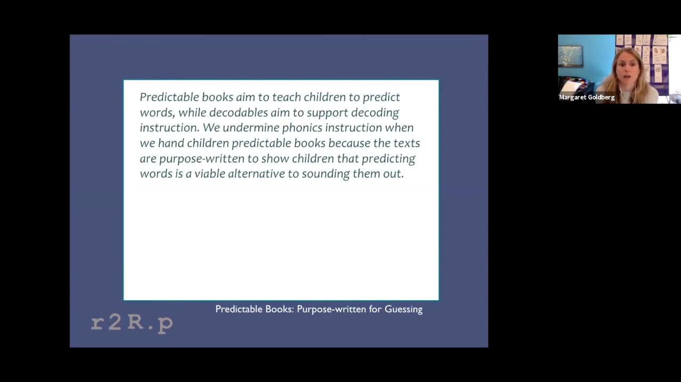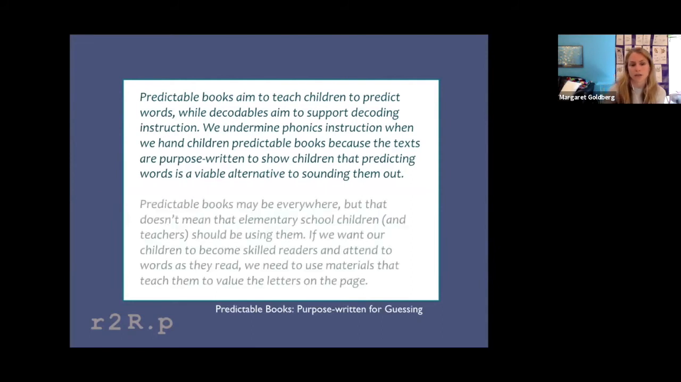So it was really helpful for us to help teachers understand predictable books, their purpose, and the problems that they cause in a primary grade classroom. Predictable books aim to teach children to predict words. That's why they're called predictable texts. While decodables aim to support decoding instruction. We undermine phonics instruction when we hand children predictable books, because the texts are purpose-written to show children that predicting words is a viable alternative to sounding them out.